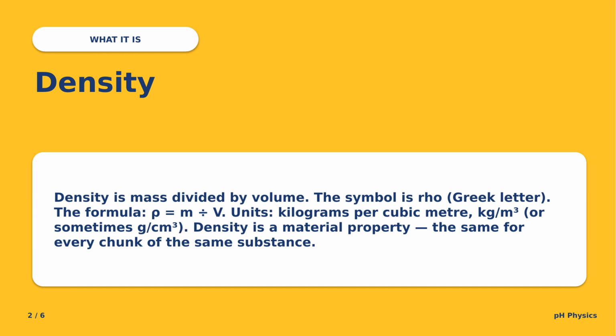Density is mass divided by volume. The symbol is ρ, the Greek letter. The formula: ρ equals m over V. Units: kilograms per cubic meter, kg/m³, or sometimes grams per cubic meter. Density is a material property, the same for every chunk of the same substance.